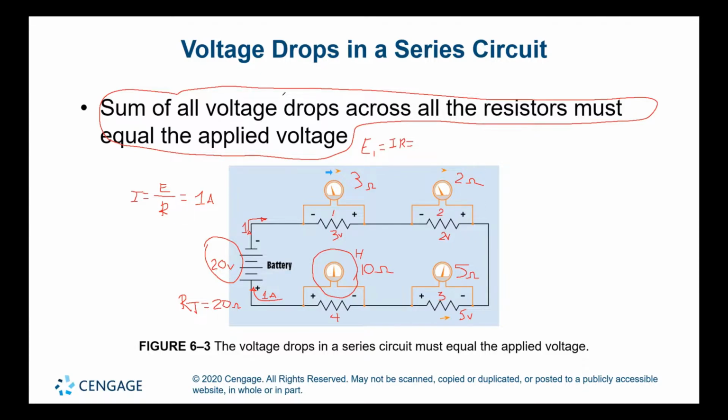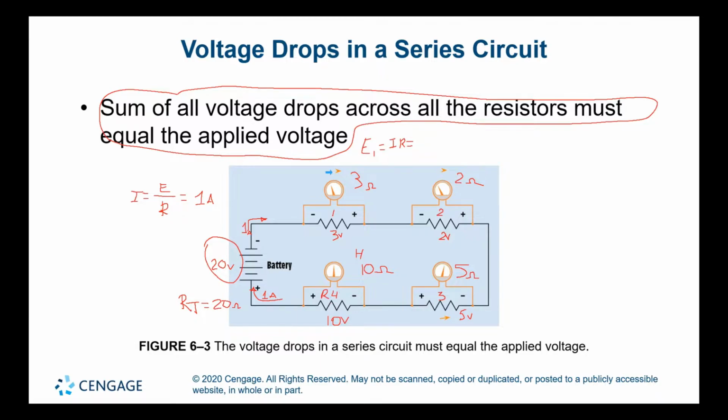Why 10 volts? Why do you think that we have 10 volts right here? Because R times I equals 10. That is true, because I times R equals 10.